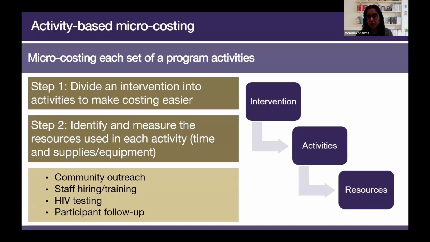So if you had a community HIV testing intervention, you could split that into categories like community mobilization and outreach, staff hiring and training, and HIV testing. And then for each of these categories, you can say, what are the resources that I need to perform these activities?